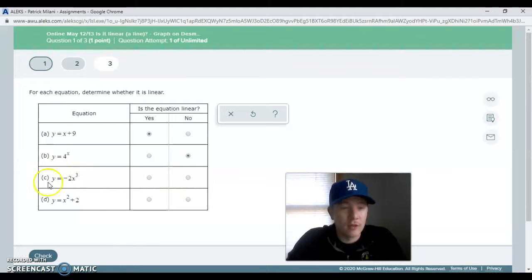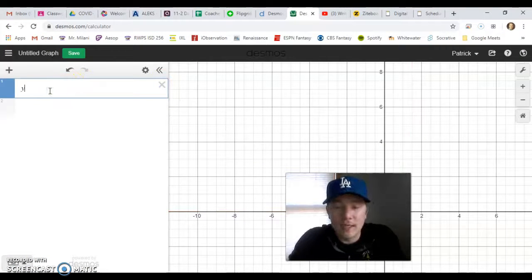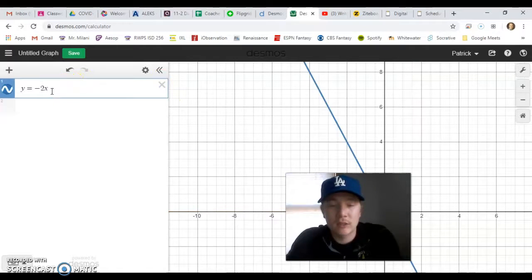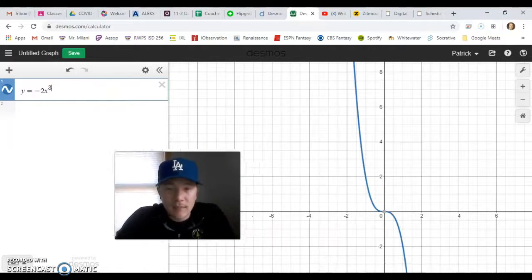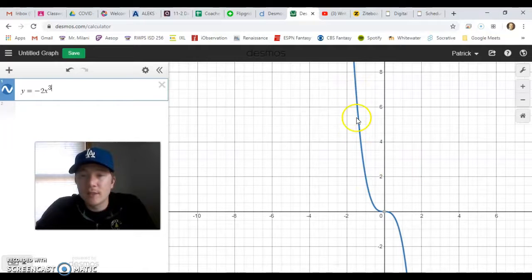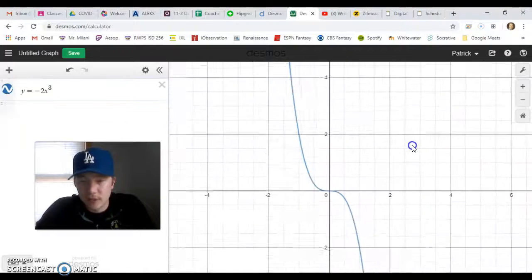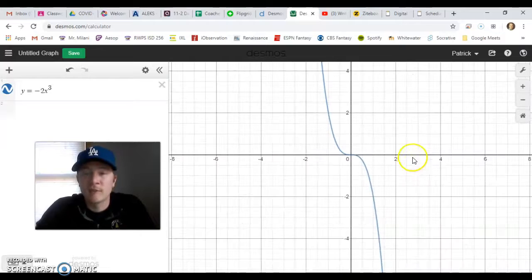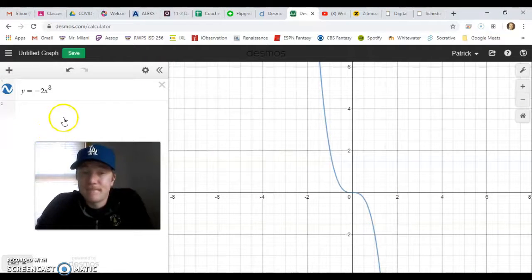We're going to look at letter C here, y equals negative 2x to the third. So get rid of this guy. Y equals negative 2x to the third power. And as I get my shot out of the way there, we can see again, not going to be a straight line. There's a little bend in it. This is a cubic function. You're going to learn more about this in your upcoming math classes. But again, all we need to know today, not a line.